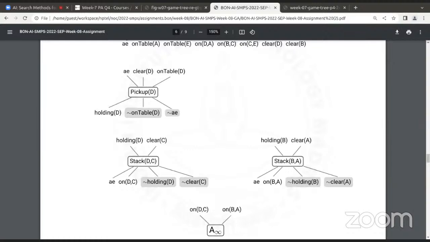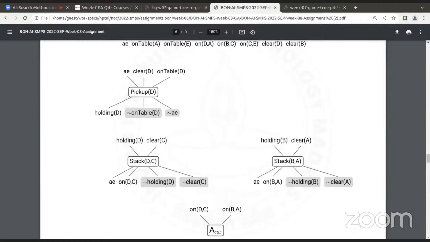Did you get the idea that the plan is being constructed from the goal upwards to the start state? A naught holds the start state. A infinity holds the goal state. It's going in the opposite direction. Now it is going from A infinity to A naught.